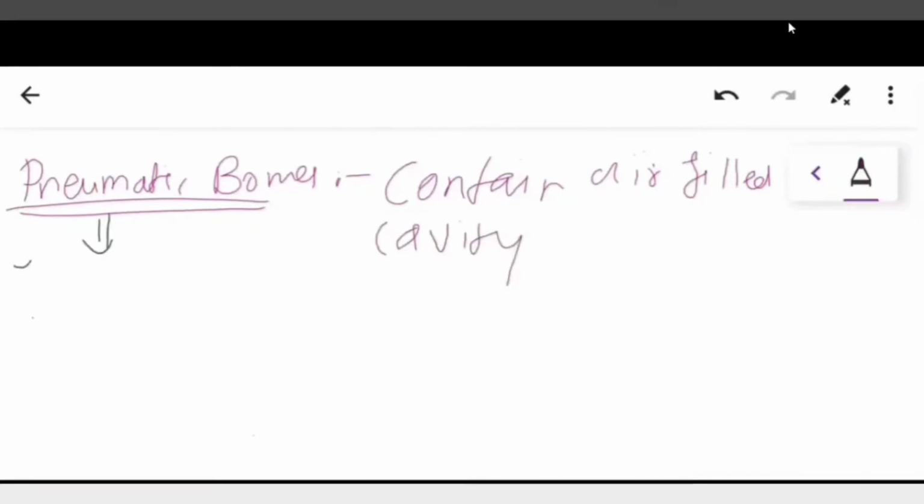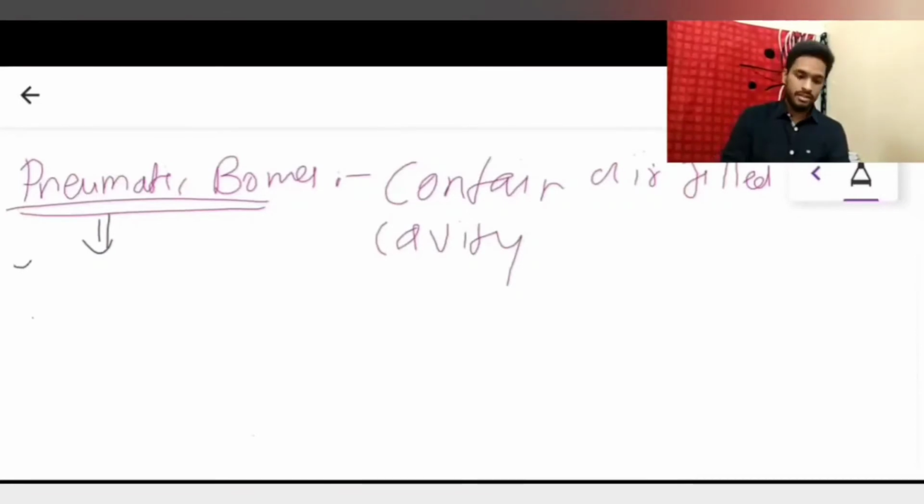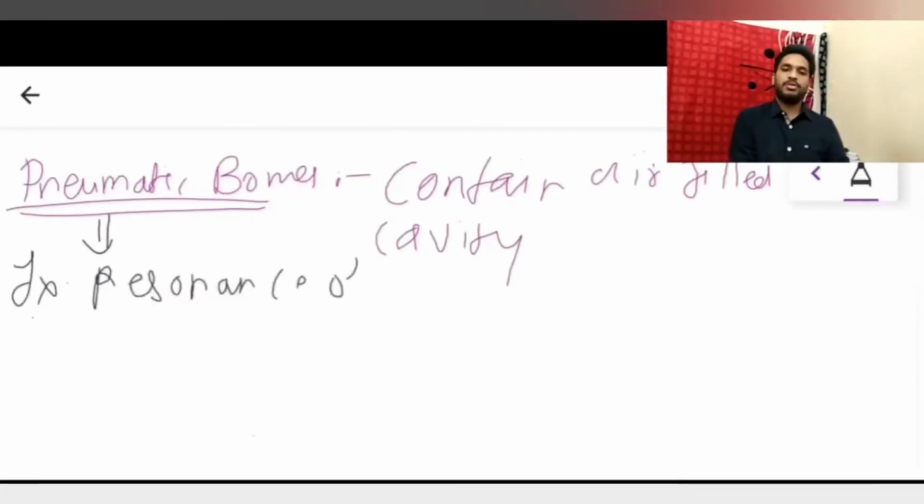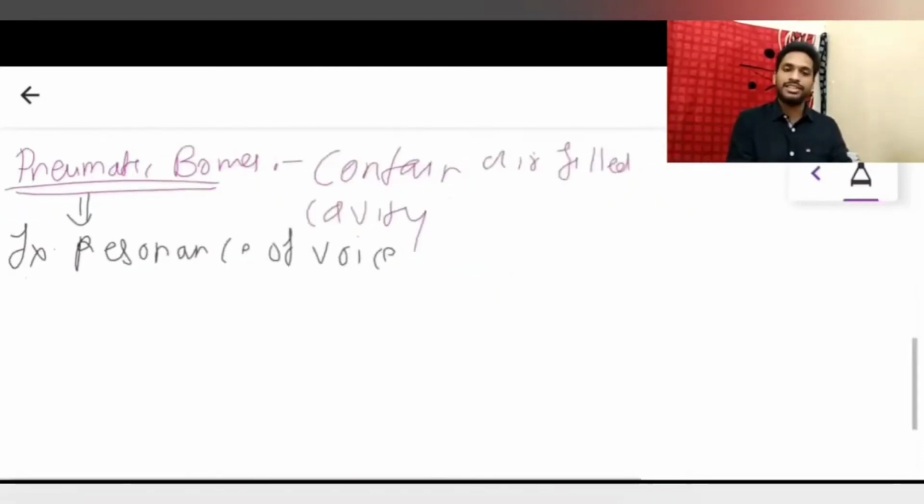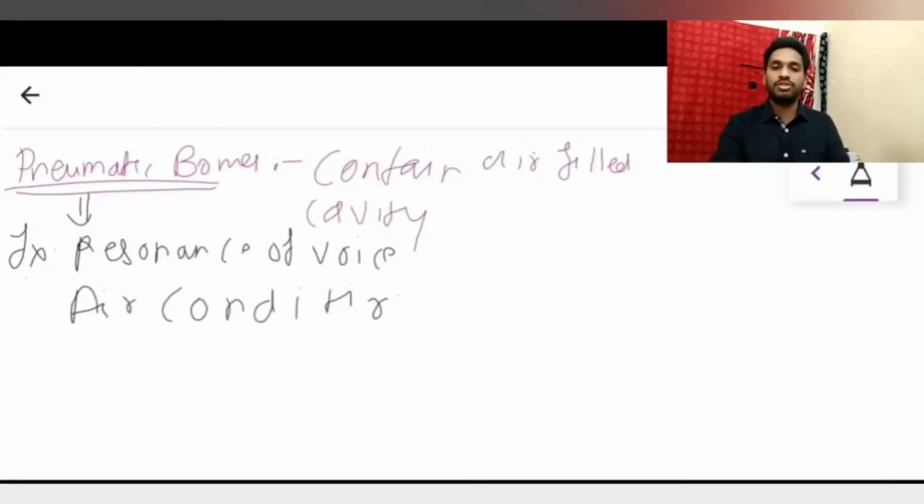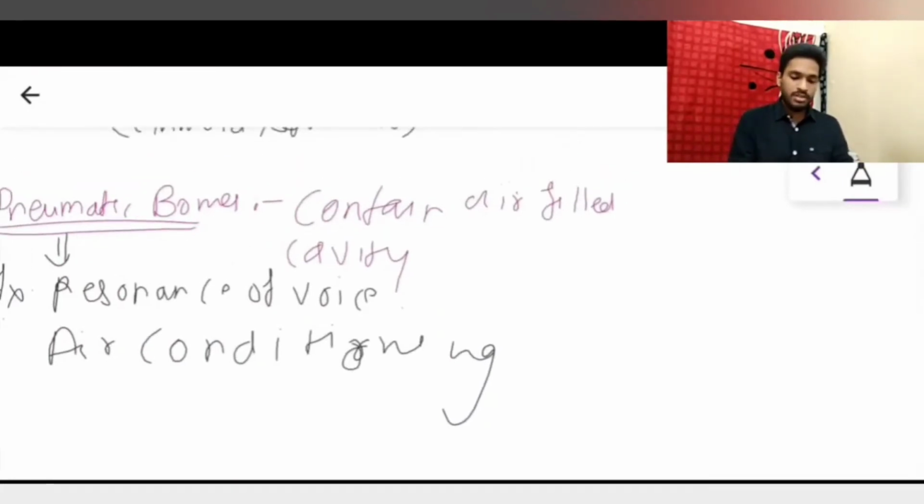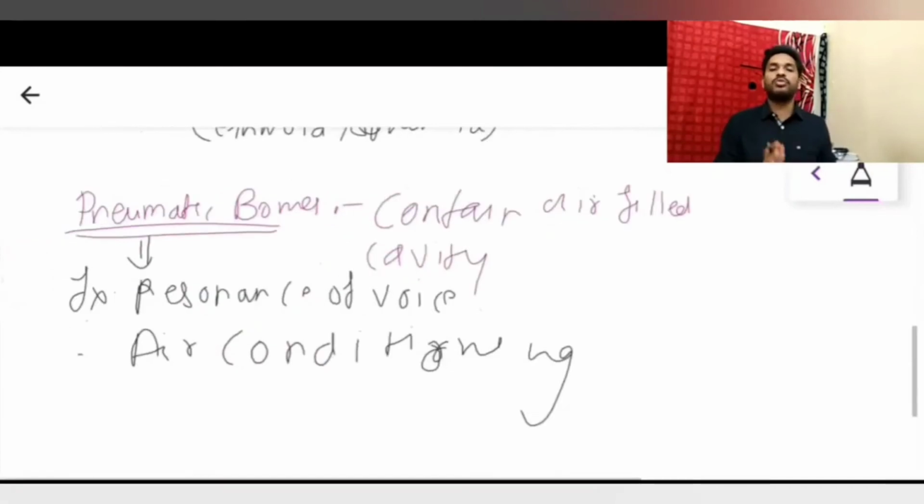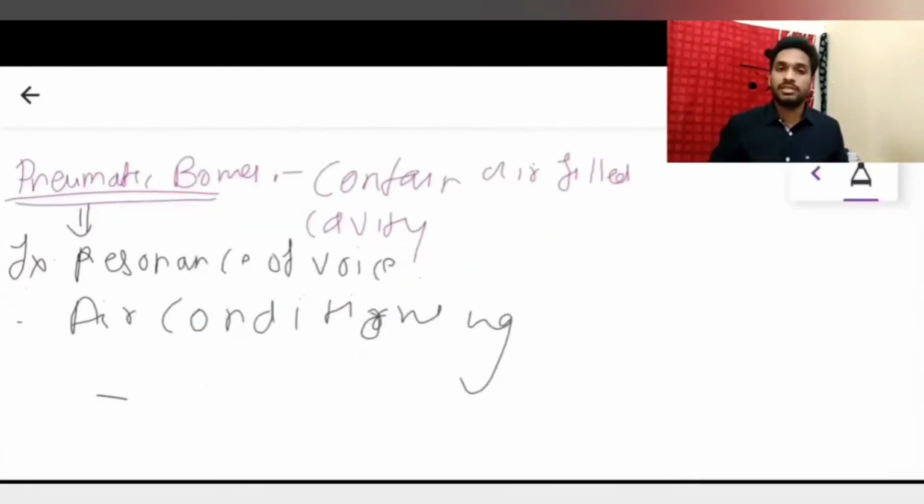So what function do they have? They are responsible for resonance of voice and also for air conditioning. So they are responsible for resonance of voice basically. Now, what is the example of such bones? Example is all the bones which have the sinuses, the four sinuses.